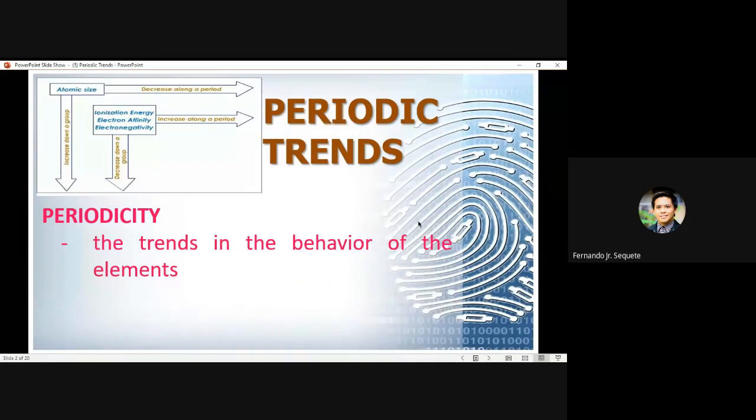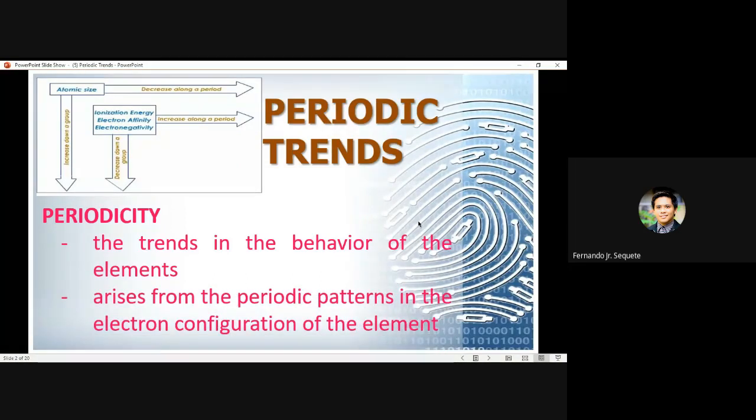Periodicity is the trends in the behavior of the elements. What is the behavior of the elements? Since our elements are arranged, they have particular properties, and because they have properties, they also have a behavior. We call it periodicity, and it arises from the periodic patterns in the electron configuration of the element. I do not know if you could still remember electron configuration.